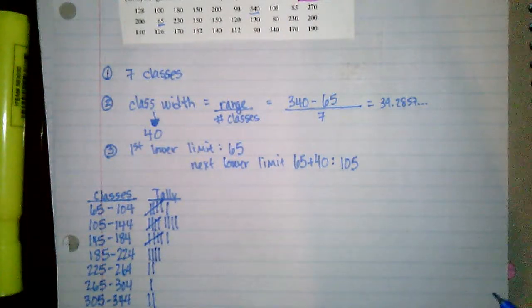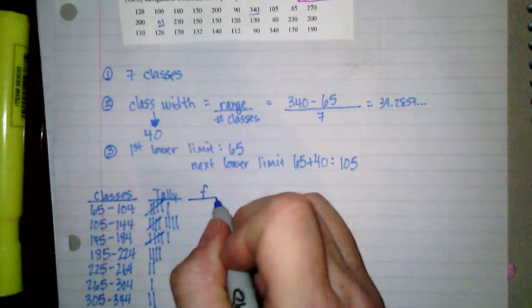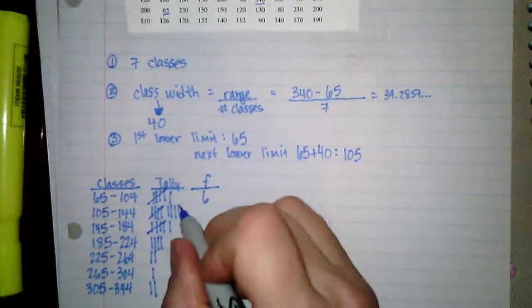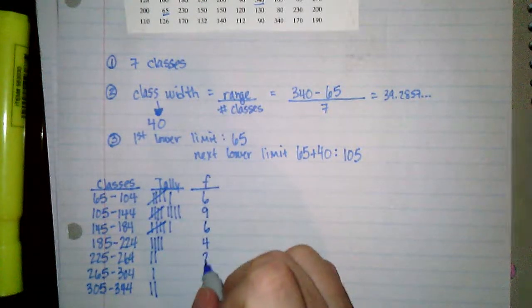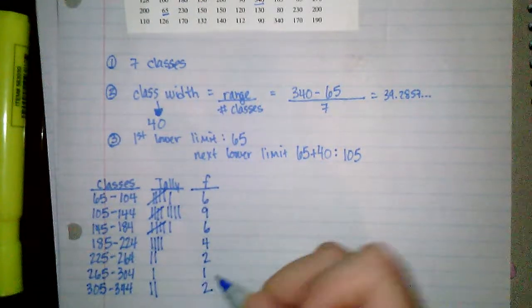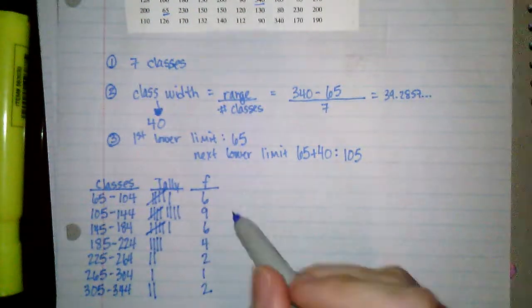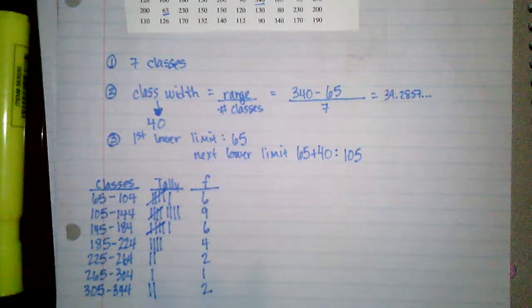After we've got the tally, the next thing was the frequencies. So I will just label that column as F. And then we just look here. I've got 6 tallies here, 9 tallies there, 6 tallies here, 4, 2, 1, and 2. Now, there are going to be some other things that we're going to do with this chart, which is why I've left this space here.